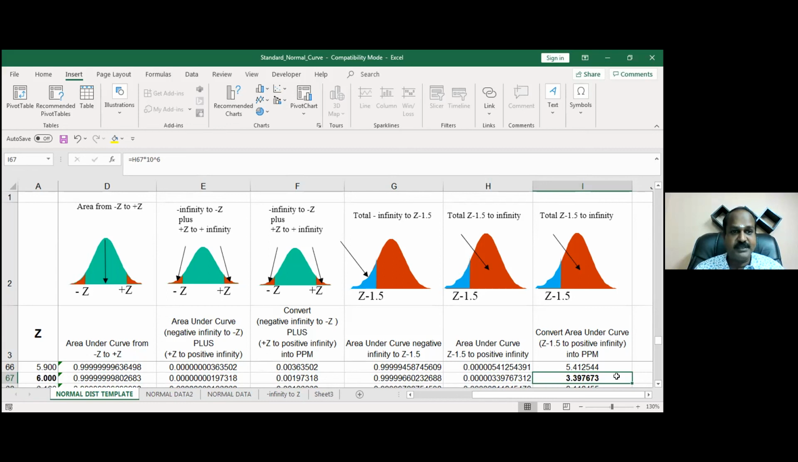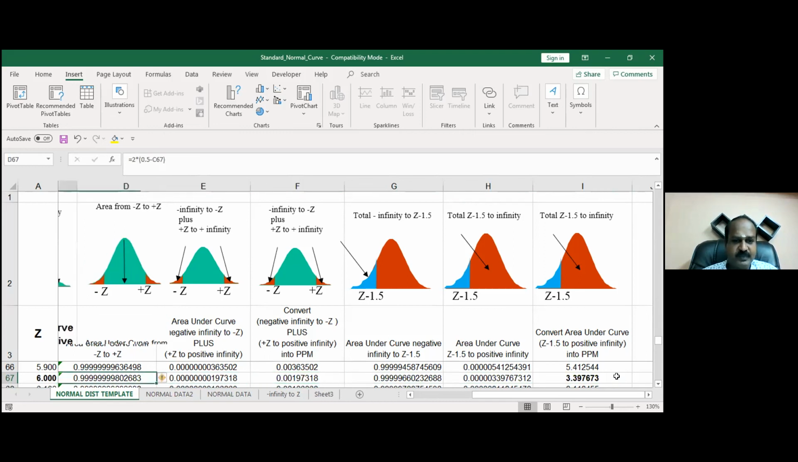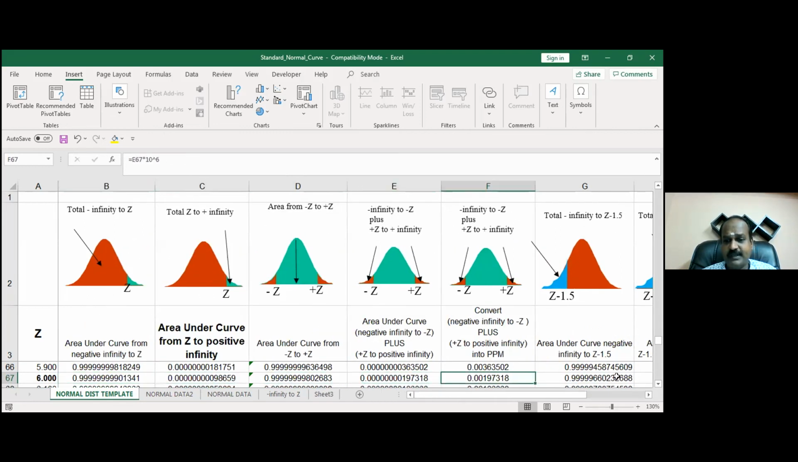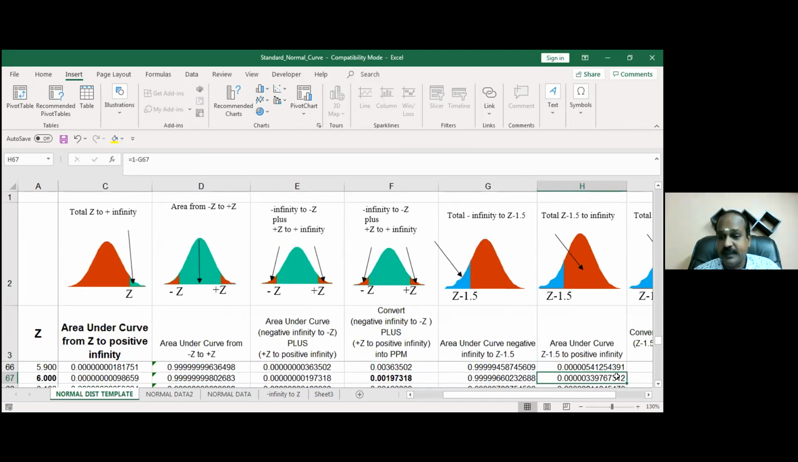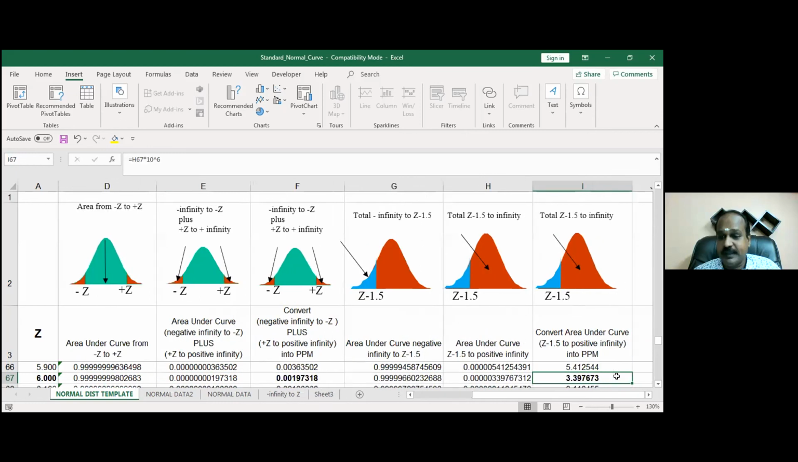Why do I say long term? I subtracted the judge score by 1.5. For the same judge score in a two-tailed test, what is the failure rate? Can you tell me what the failure rate is? 0.19%. Isn't it? See the failure rate, 0.0019. When I multiply by 100, it is 0.19% only. But here, in a one-tailed test, the failure rate is very, very low.